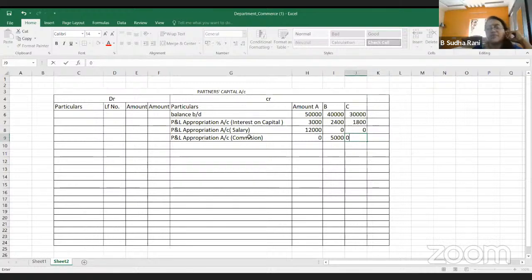In the profit and loss appropriation account, you have on the debit side A, B, C. That means interest on capital, salary of the partner, commission of a partner are there. So whatever you are showing on the debit side of the profit and loss appropriation account, they all will be taken on the credit side of the partners' capital account. Are you understanding? Apart from that, one more is there. We also got a profit.